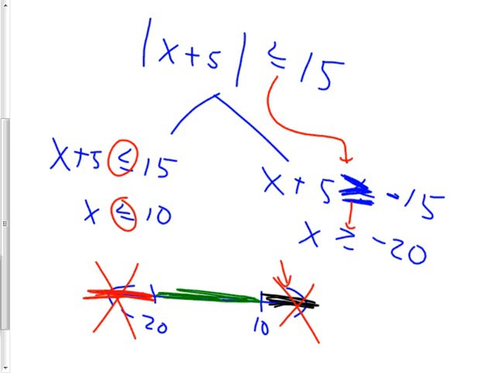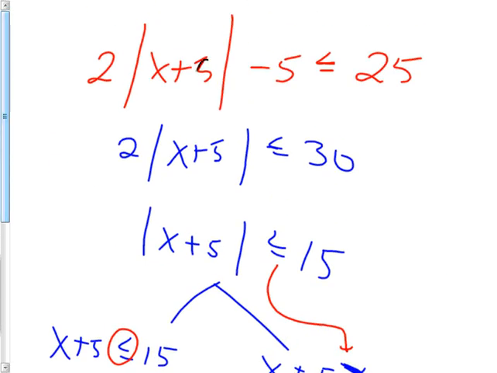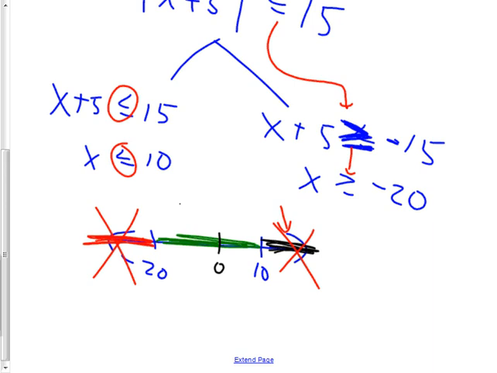So let's test something between 10 and negative 20, and 0, my favorite number to test, is in between there. So I'm going to test a 0. I put in a 0. Oh, I put it in the wrong spot. 0. And that's going to be absolute value of 5 is 5. 2 times 5 is 10. 10 minus 5 is 5. Is 5 less than 25? Yeah. Worked. So it's this area right in there.